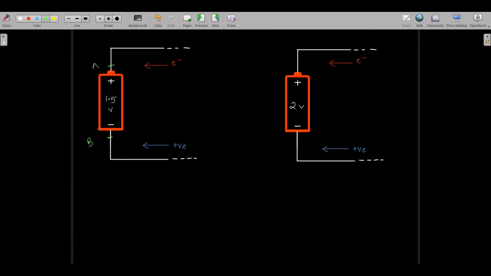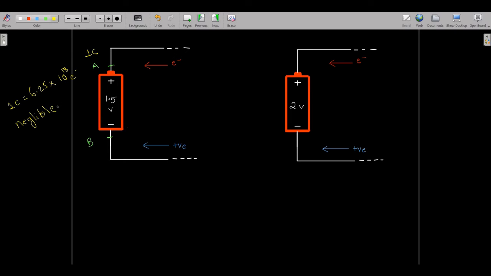Let's assume that 1 coulomb of charge is coming towards point A. 1 coulomb means how much? It means 1 coulomb is equal to 6.25 into 10 raised to 18 electrons, which we studied in the current part, lecture 2. That means this amount of electrons is approaching point A. But when it is approaching, it has almost negligible energy.